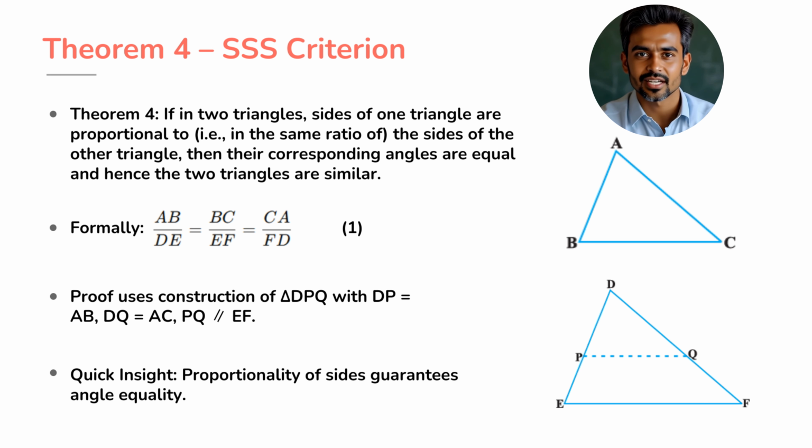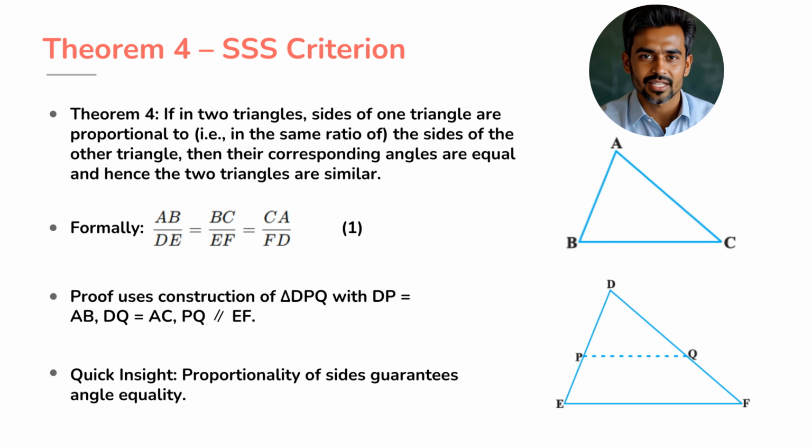It's like when you're setting up a building with two parts that need to match perfectly. If the sides are the same ratio, the angles will align too. And that's the core of the SSS criterion: proportional sides lead to similar triangles.